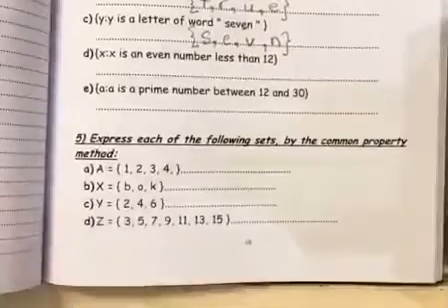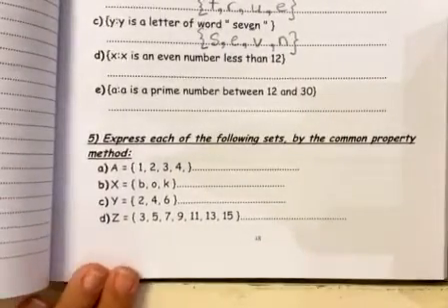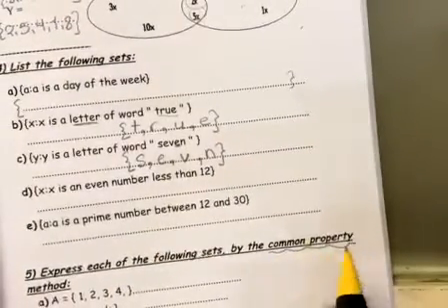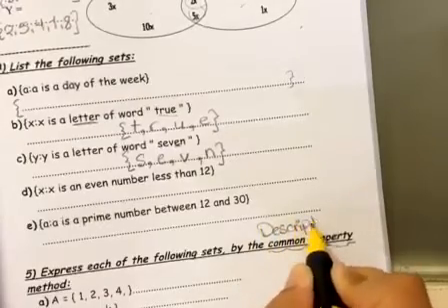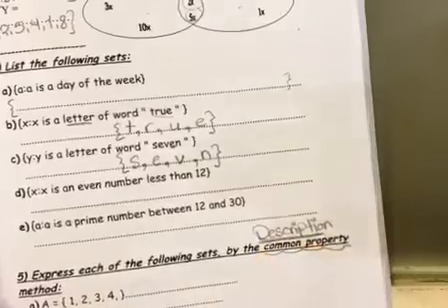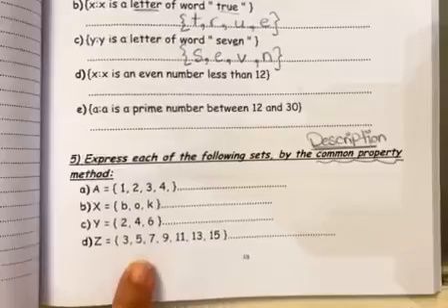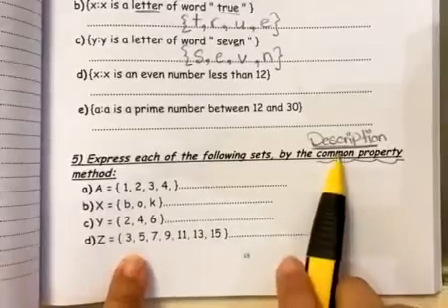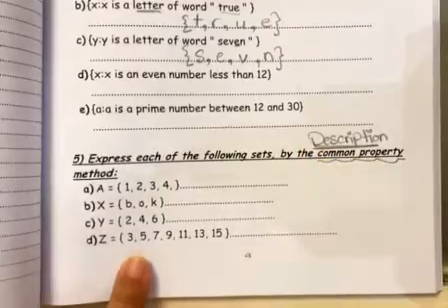Here I have the third method of writing the sets. It's called the common property method or description method. Description. He wants me to describe. Here he did the opposite. He gave me the elements and he wants me to describe the set. He can tell you description method or common property method.